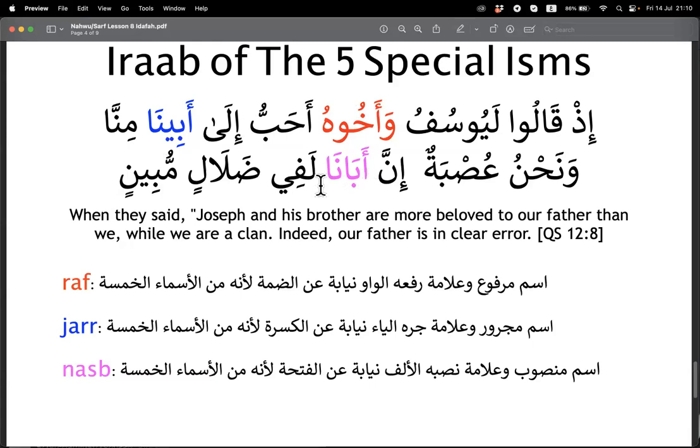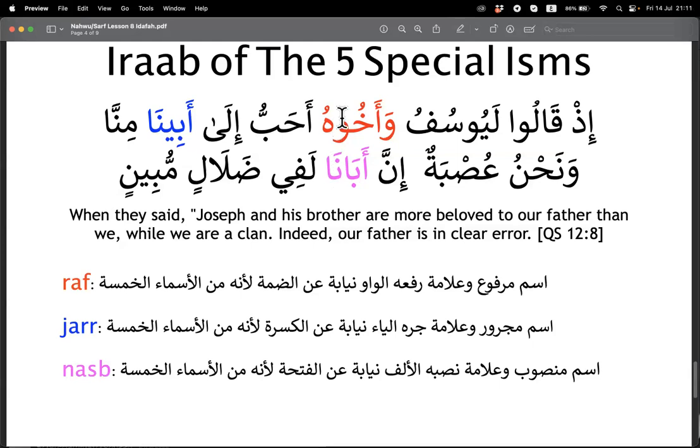Here again, what is our mudaf ilaihi? For abana, also the na. Yes, so the nahnu here is our mudaf ilaihi. The word is aba. So aba, what's the status? The status is nasab because of the alif. Yes, exactly. So mansub bil alif, niabatan anil fathah. Yes, exactly.